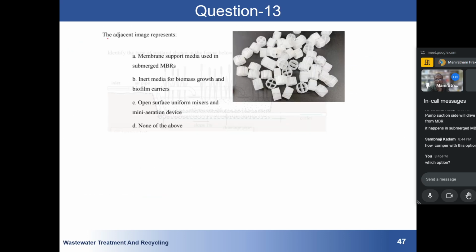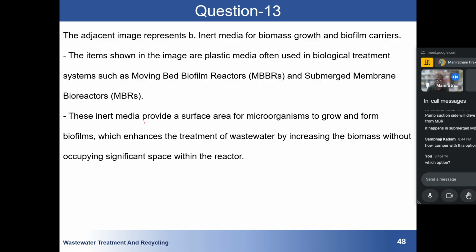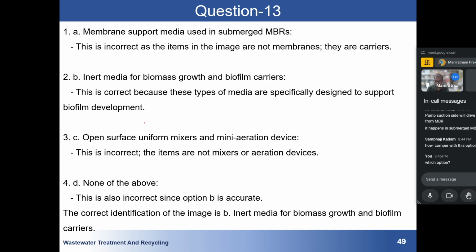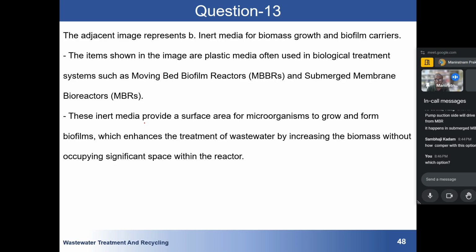Coming to the 13th question. This image represents, this is an inert media. Okay, so membrane support media using submerged MBR, inert media for biomass growth and biofilm, open surface uniform mixer, and mini aeration device. So I think B is the correct answer. Yes, this image represents inert media for biomass growth and biofilms carrier.